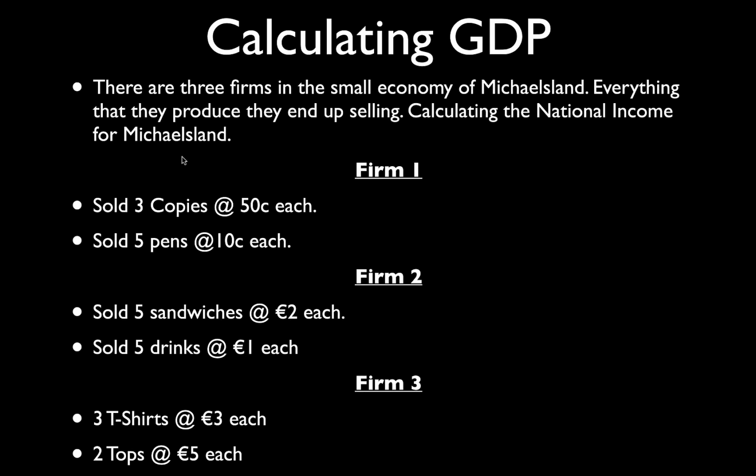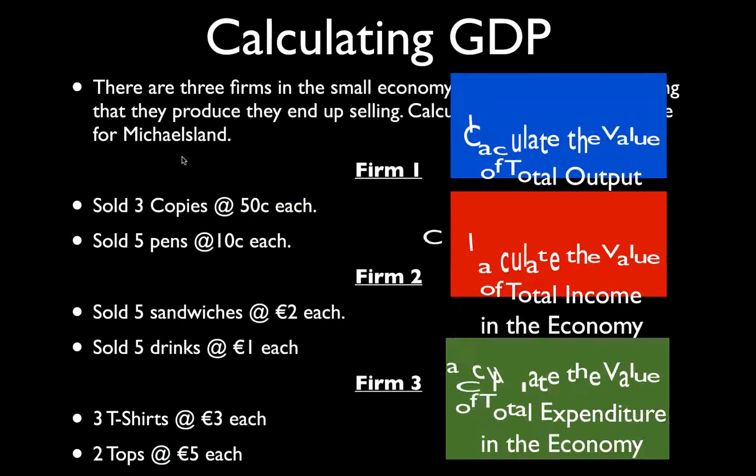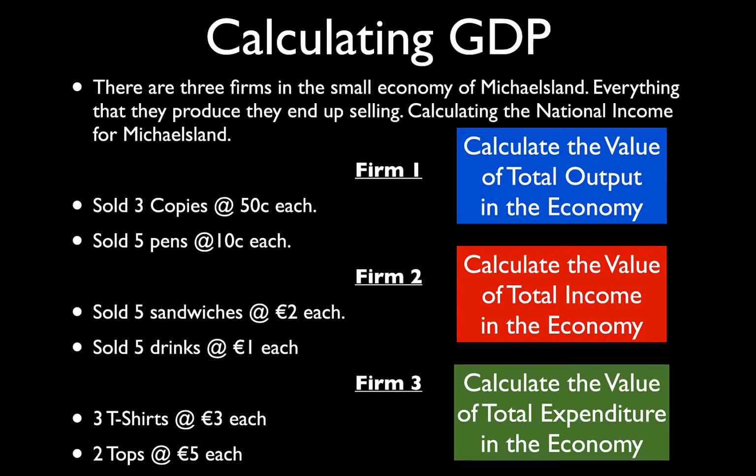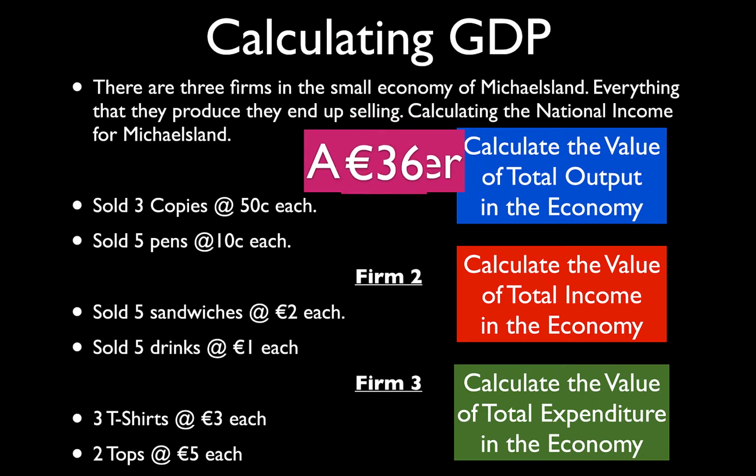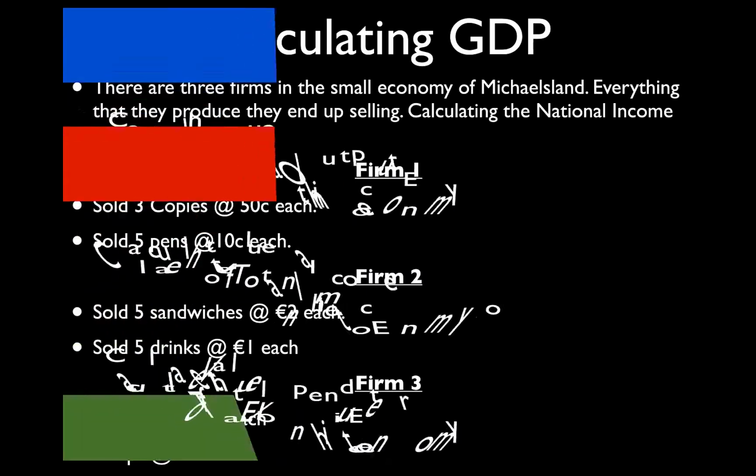Now, if you had been watching the previous videos and you understood them, what you would probably do is calculate the value of total output. What I always do with my class is get one group to calculate the value of total output in the economy, one group to calculate the value of total income, and one group to calculate the value of total expenditure. I give them a few minutes, and then you should see that the answer for all three of them is €36. Now, let's ask why. I'll go back up and start the whole question again.